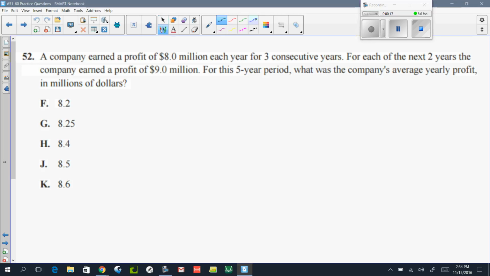Number 52, we've got a company making money. The first 3 years they make $8 million profit. So there's year one, year two, year three. The next 2 years they make $9 million. Okay, so this is over a 5-year span. Basically what this is asking is, what are they making on average each year?